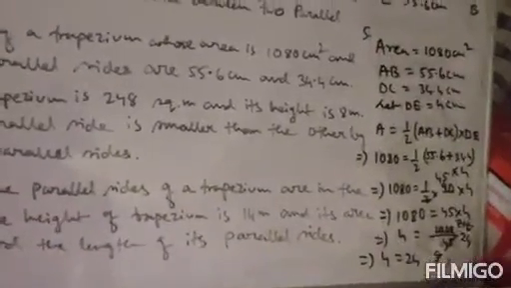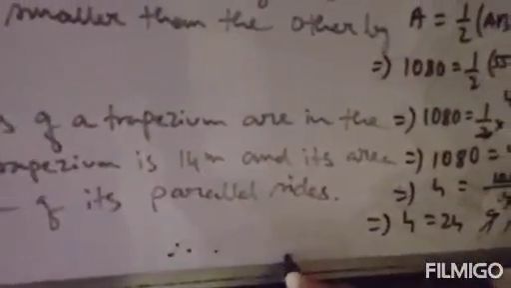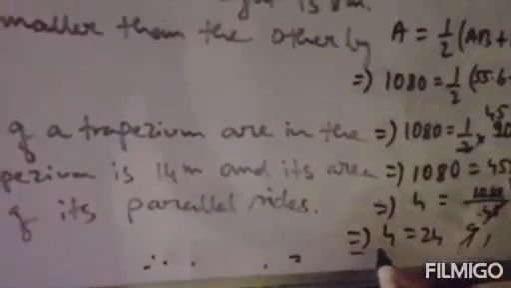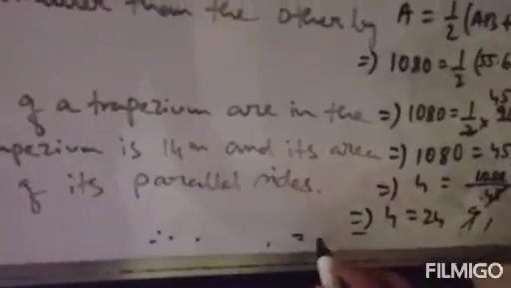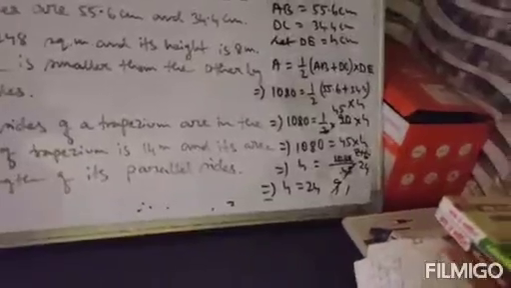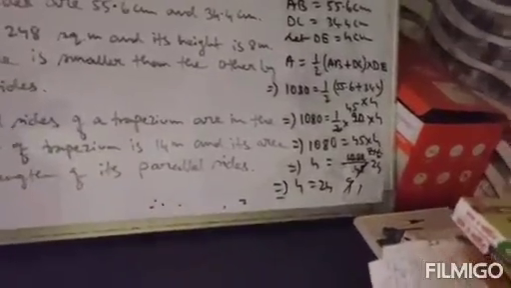That means the height of the trapezium is, we have to find out the height of the trapezium, so just write the statement here: therefore height of the trapezium equals to 24 centimeter. That is your answer. So write the statement. Okay, so question number 5 is complete. Next.